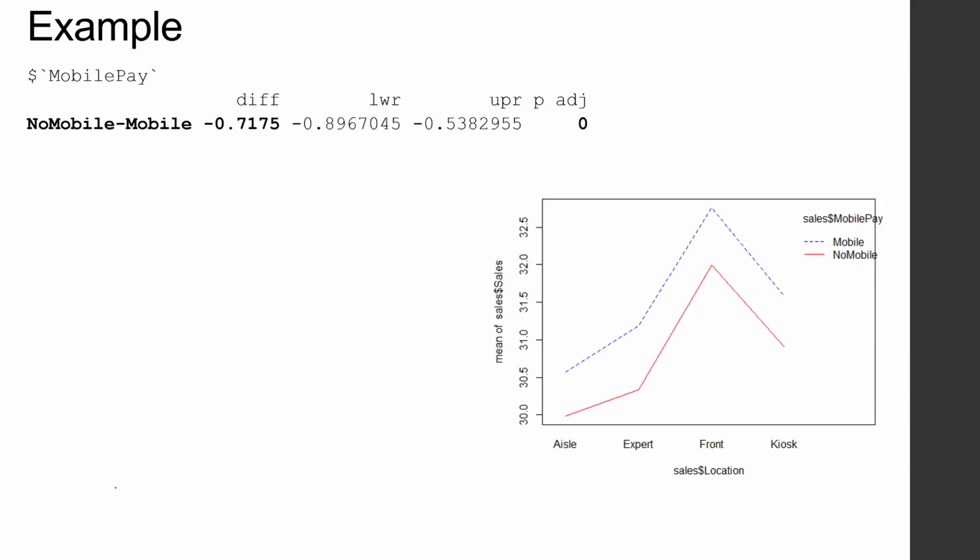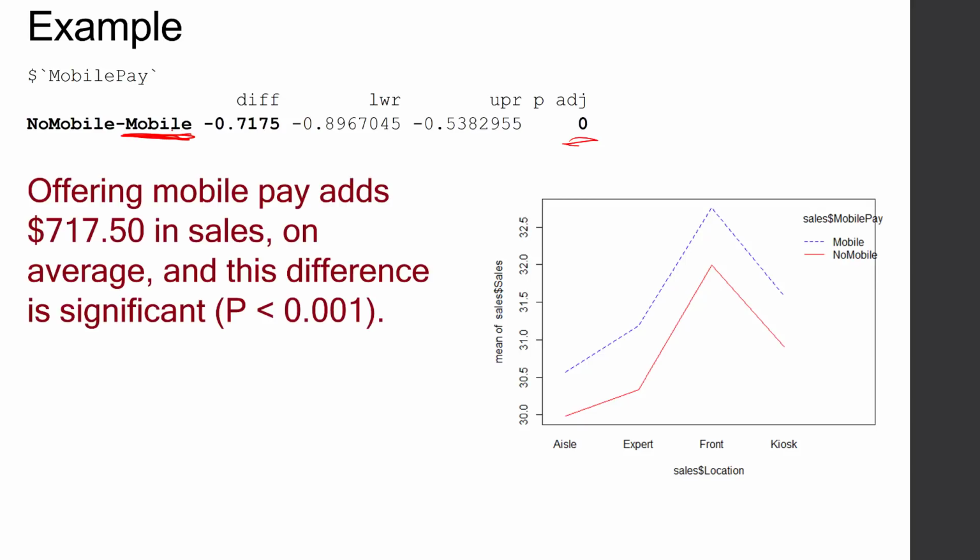So we see that no mobile minus mobile is negative 0.7175, and that difference is significant because the p-value is tiny. So no mobile minus mobile is negative, which tells us sales are higher for mobile. Because if you take two things minus each other and it's negative, the second thing's bigger. So offering mobile pay adds $717.50 in sales on average, and this difference is significant because of that tiny p-value.